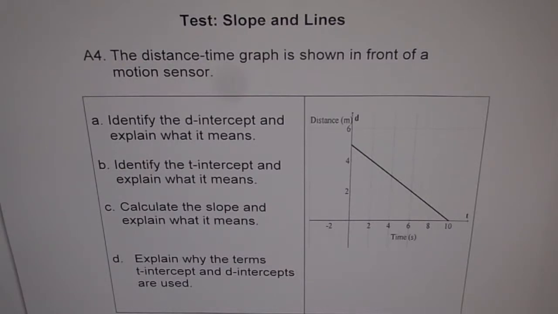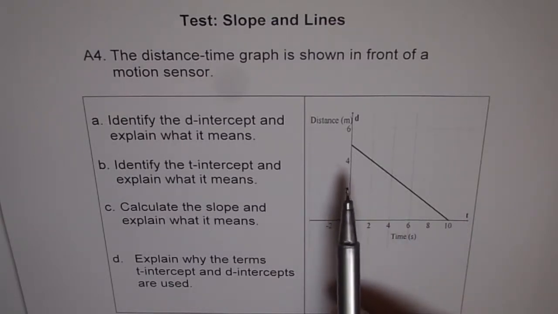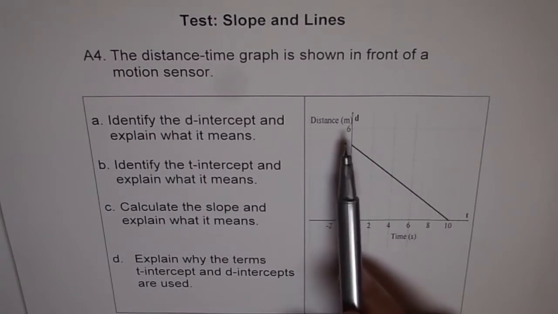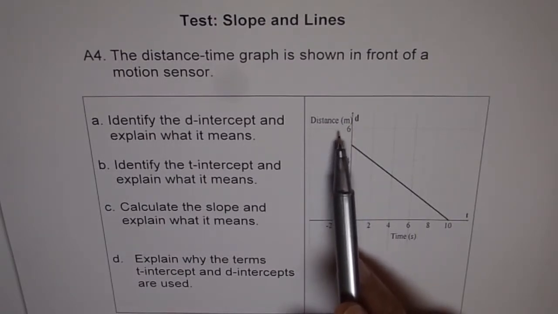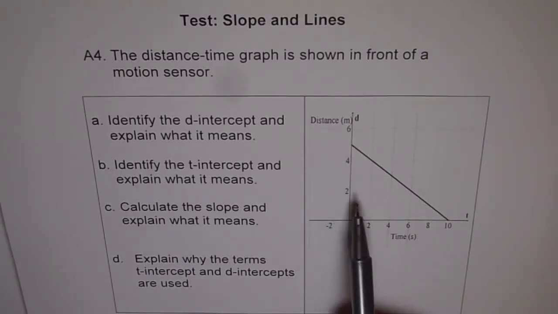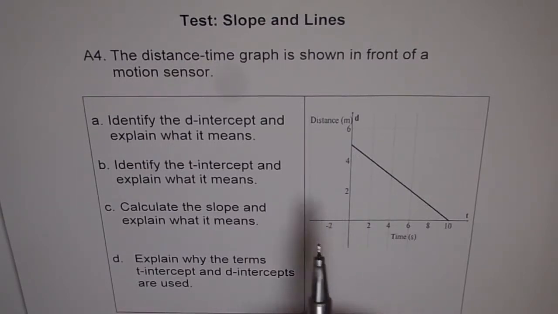Now, as you can see, the independent variable here is what? It is time in seconds, which we are giving t, right? T denotes time in seconds along the x-axis. And along the y-axis, we have distance, d, in meters, correct? So in general, we have the terms x-intercept and y-intercept. Here, we are using d-intercept and t-intercept.